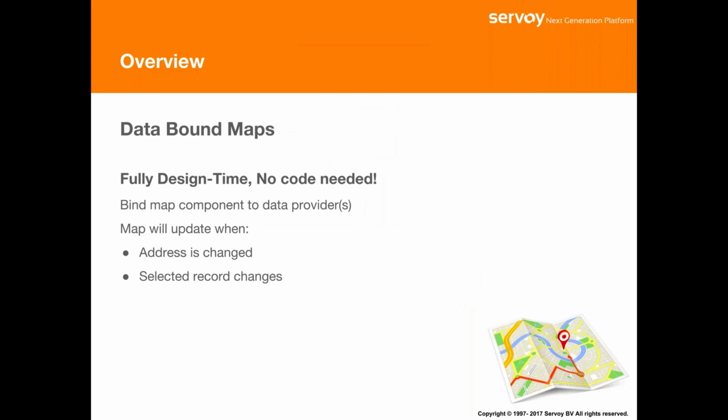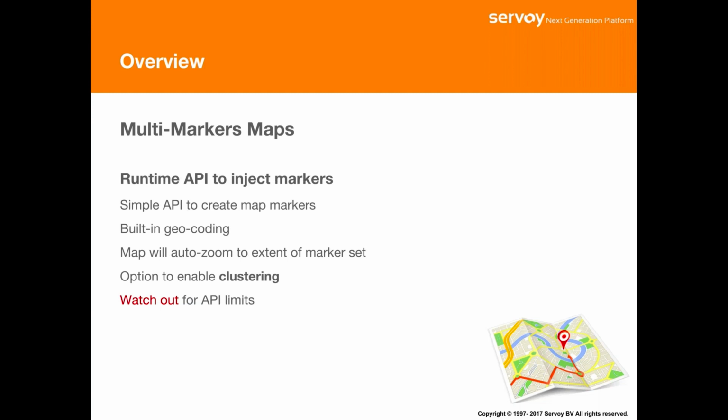So the first example was the data bound maps. Again, if you want to go slow and simple, you just put the component on the form, you hook it up to the fields that provide the address data. Everything else happens without any code. If you edit the address, the map changes. If you go to a different record, the map changes. It's pretty simple, but it only shows one. Well, it can show more than one marker, but that's another story.